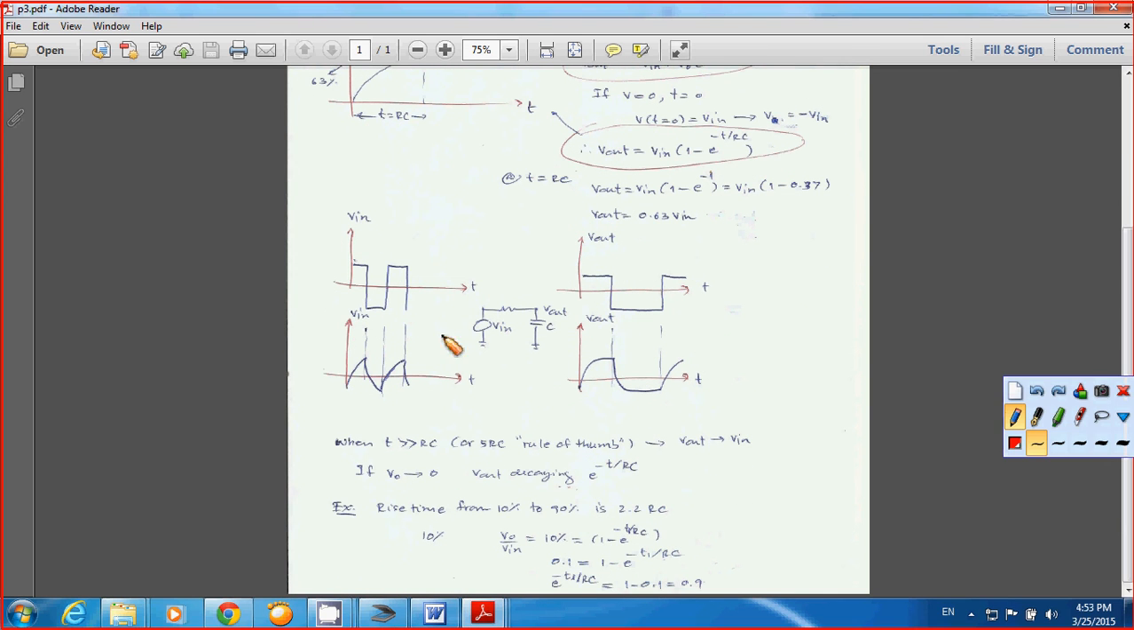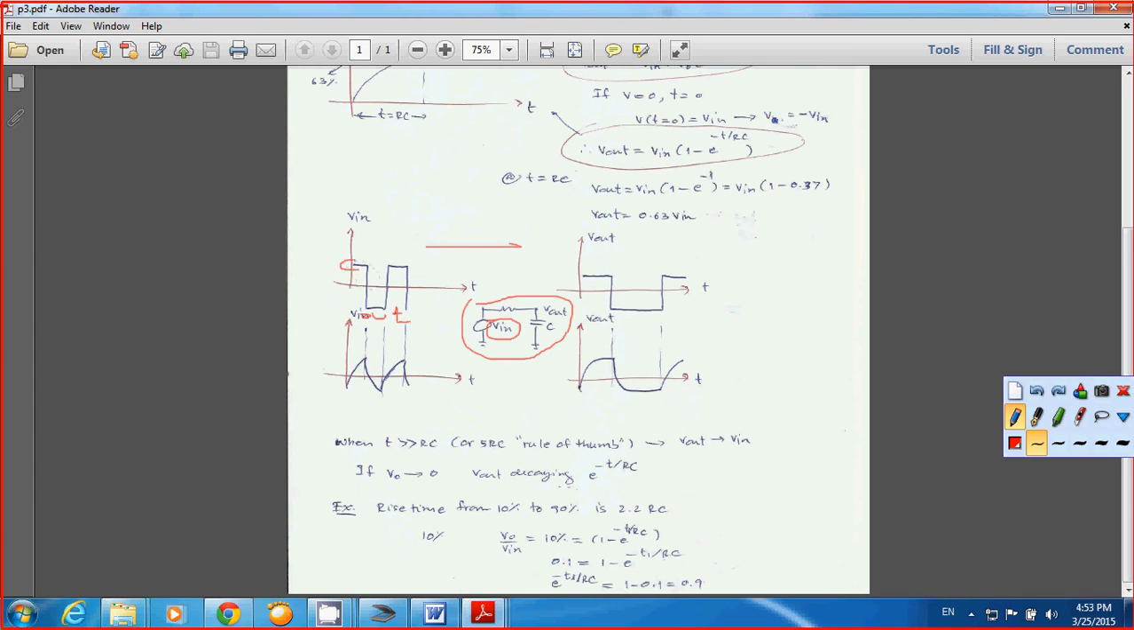Now take a look at another plot. You still have R in series with a capacitor, and you also have the source voltage V in. Let's put the input voltage to be a square wave. You notice here I did something wrong. This is supposed to be V out, or the voltage across the capacitor.